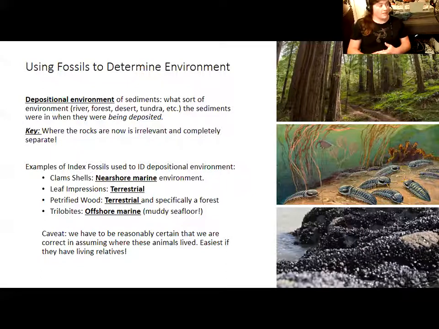But the thing you have to be careful about is that we have to be confident in our guess as to where these animals lived. AKA, if we're looking at a clam fossil, are we confident that we know this is a clam that would have lived in the ocean? Occasionally that's up for debate.